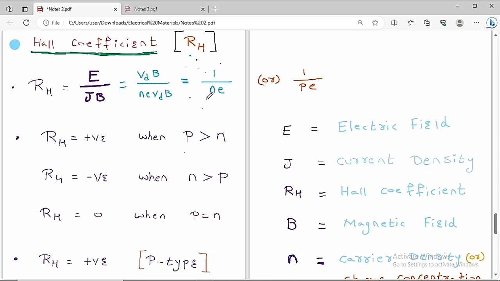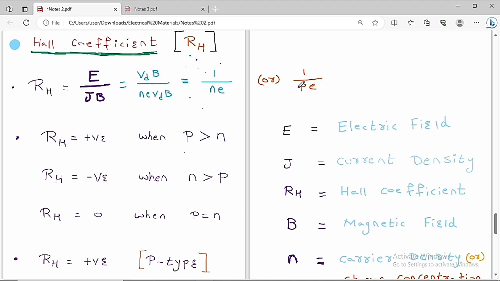So this is for the N type of semiconductor. Suppose you are using it for P type of semiconductor, then in place of N, we represent by P. So this is the formula for the N type of semiconductor, and this is the formula for the P type of semiconductor. Here N is the electron concentration and P is the hole concentration.